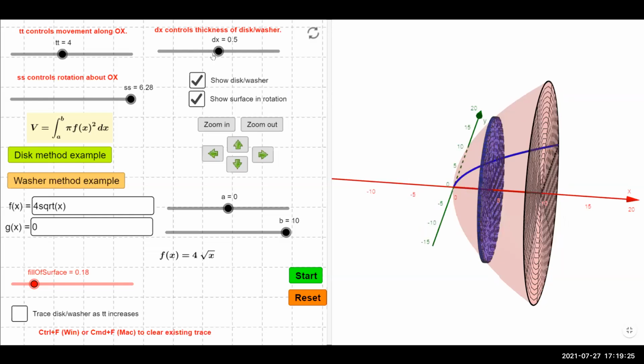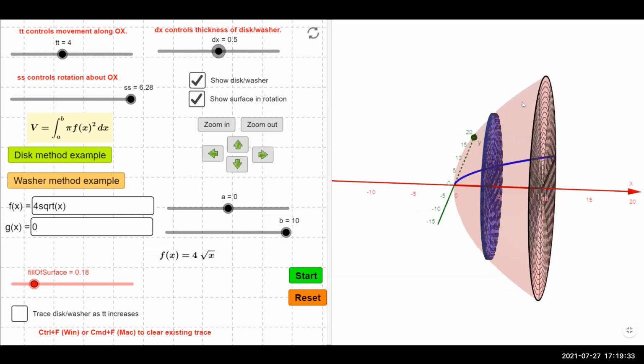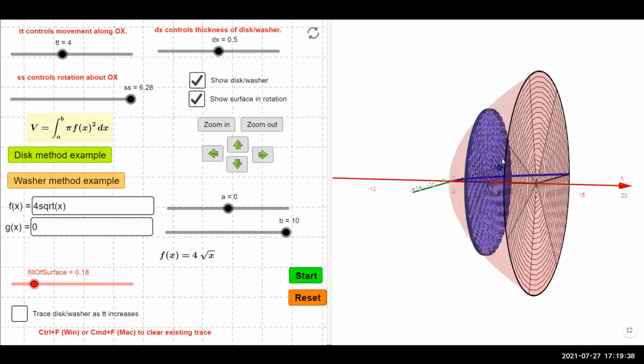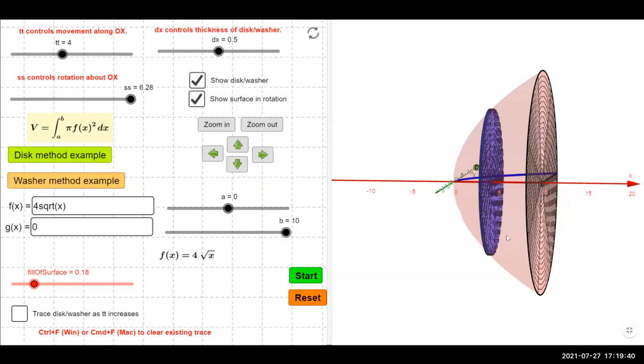You could make that slice thicker. You can make it thin, like that. And what we do is we're gonna find the volume of that slice, okay? Find the volume of that slice and add them up, because this paraboloid, this three-dimensional solid, consists of infinitely many slices put together.